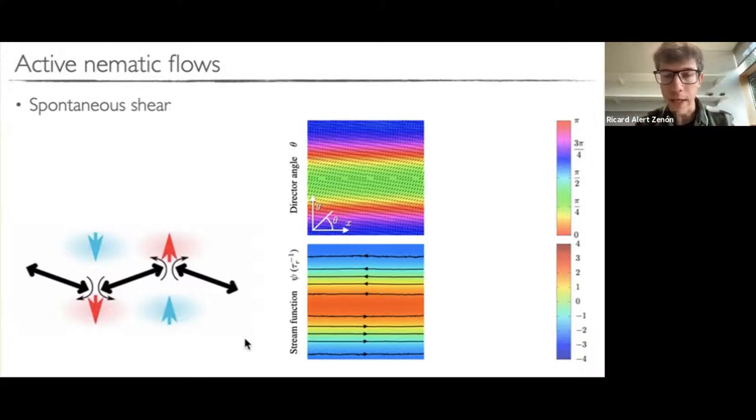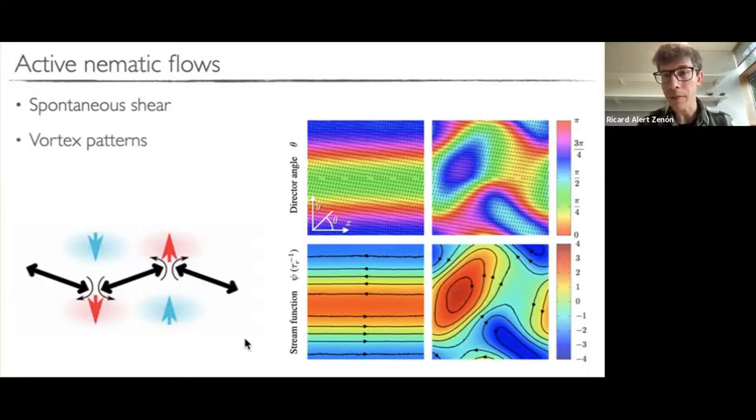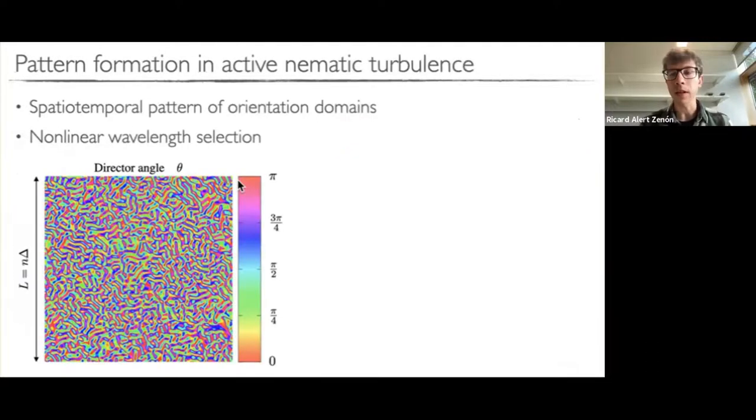Now, as we increase the activity past the instability threshold, then this pattern itself becomes destabilized. And what we get is a pattern of vortices and the associated domains of the director field, okay? Now, as we further increase the activity, it turns out that also this vortex pattern becomes destabilized. And in fact, there's a sequence of instabilities whereby these vortices break into smaller and smaller vortices. And then eventually at very high activities, we get something that looks like this, okay? And so this is a disordered pattern of orientation domains, and it is associated to the corresponding small vortices. So each of these little domains that you see would correspond to a little small vortex.